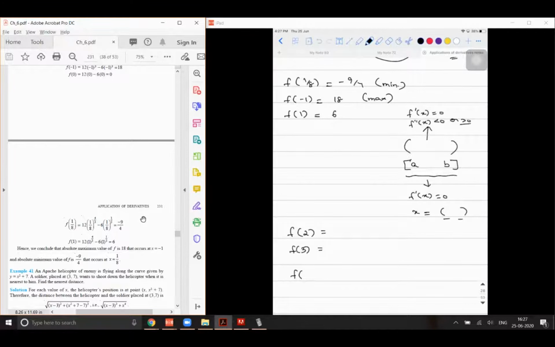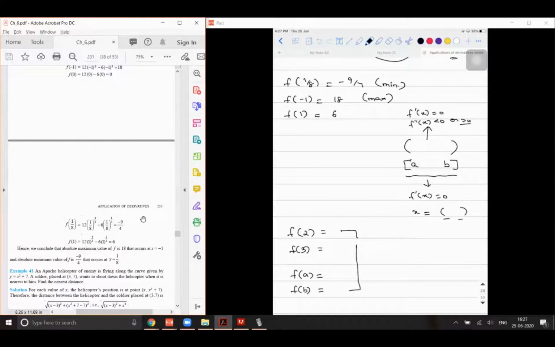For example, the extreme points are a and b. You need to check the values f of a and f of b also. Out of all these four values, you have to do a comparative study and decide which one is greatest and which one is least. That is the meaning of absolute maximum and minimum.